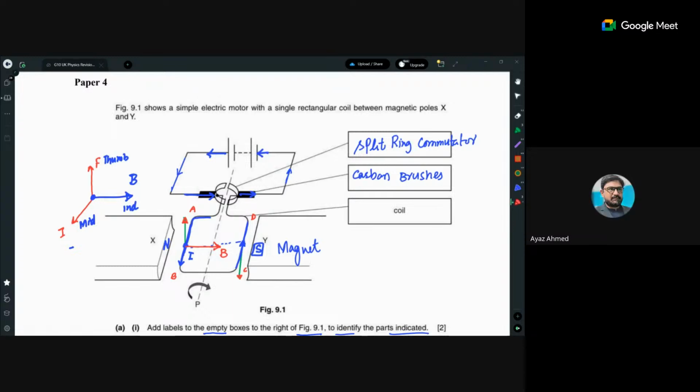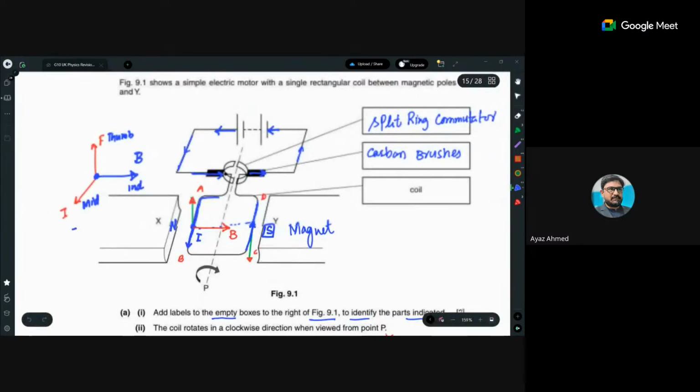Yes, so this all is basically when we are going to label this coil, I mean motor question, we must know its parts. And when we are going to explain the working of the DC motor, we must know from where the current is flowing and what would be the direction of motion of the motor.